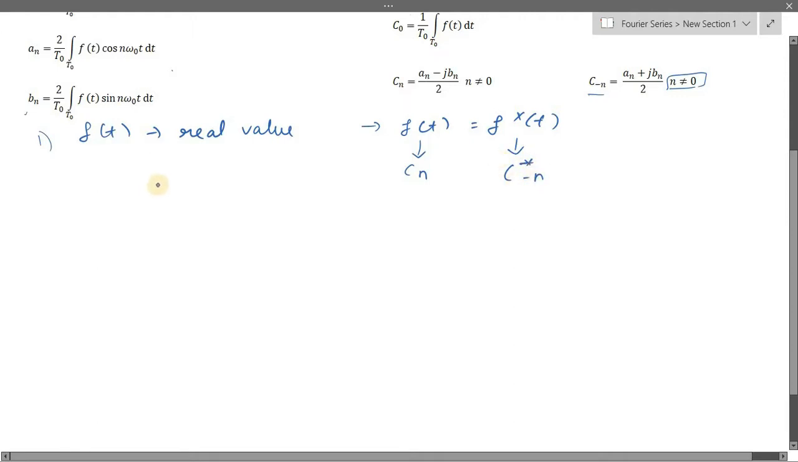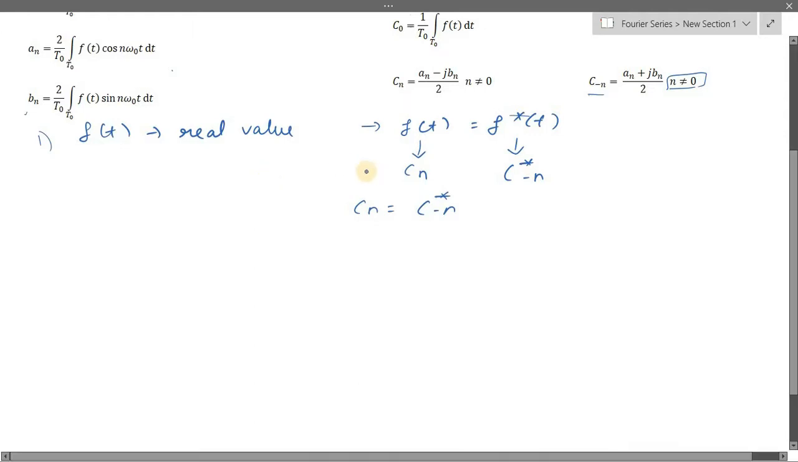So you know that when your f of t is a real valued function, then your f of t will be equal to f of conjugate of t. So since this is there, c of n will be equal to c of minus n ka conjugate. Okay, note this thing, when I'm saying f of t is real valued function, then I'm not saying that my c of n is also real valued.